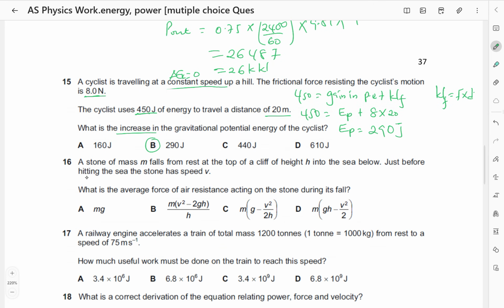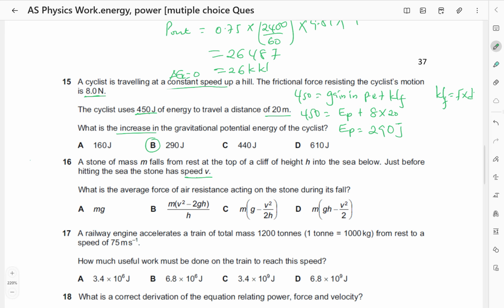A stone of mass m falls from rest at the top of a cliff at a height h into the sea below. Just before hitting the sea, the stone has speed v. What is the average force of air resistance acting on the stone during its fall?